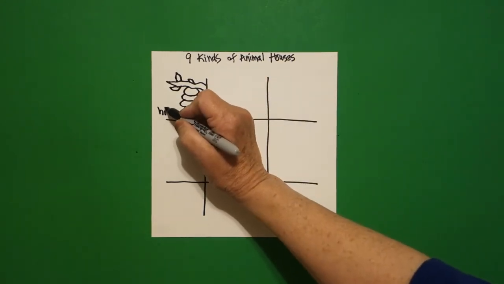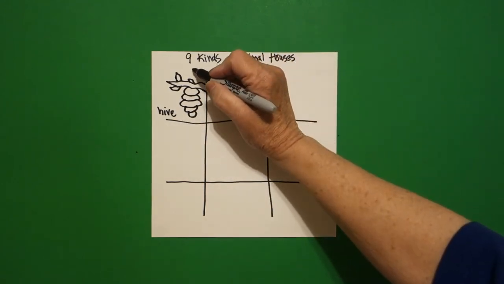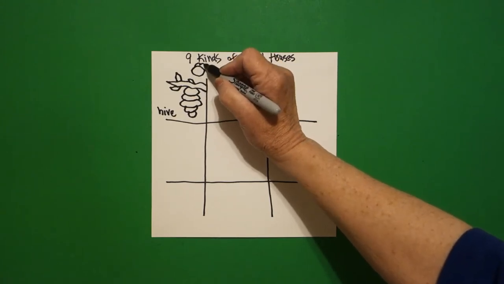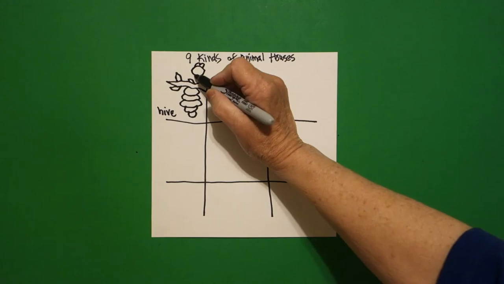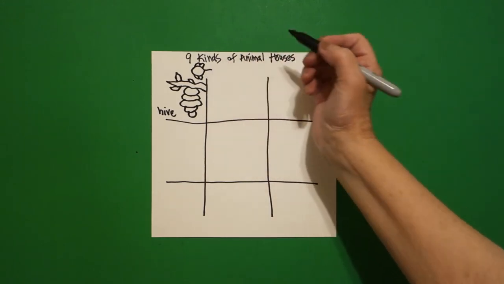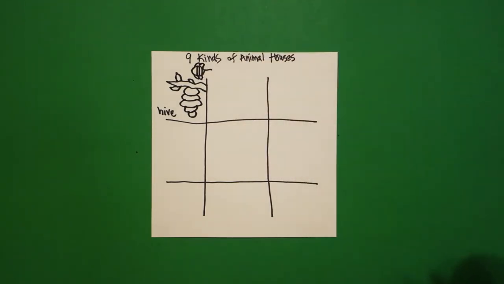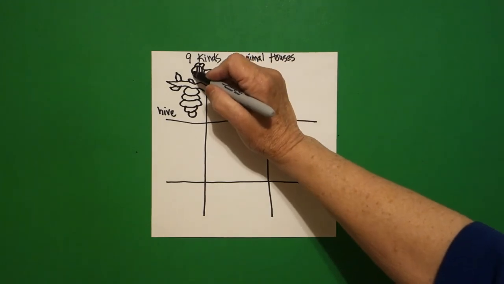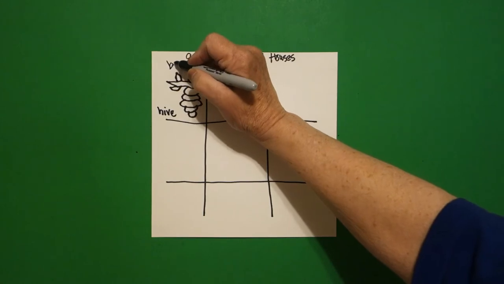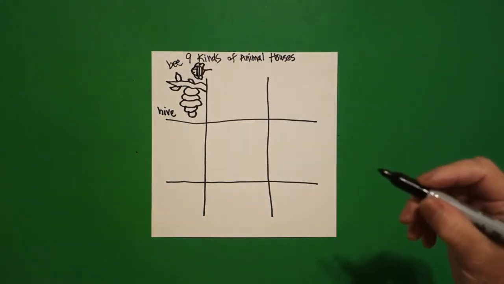This is a hive, and inside the hive is a bee. Curved line, connect. Curved line, connect on top. Curved line, connect on the bottom. Straight line out. 1, 2, 3 little straight lines inside. If you have room, curved line, dot, dot. And this is our bee. The bee lives in the hive.